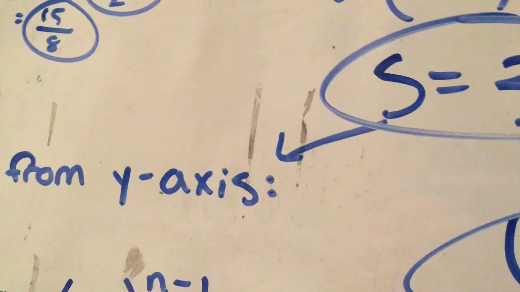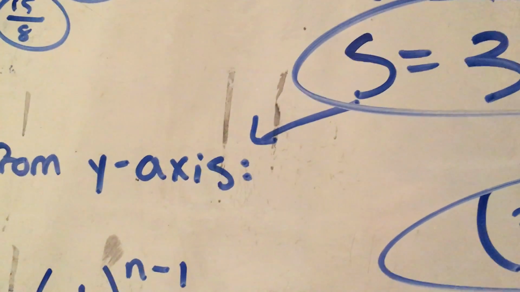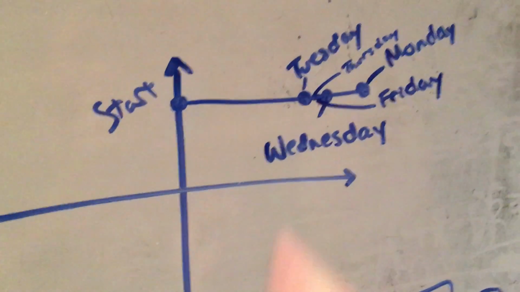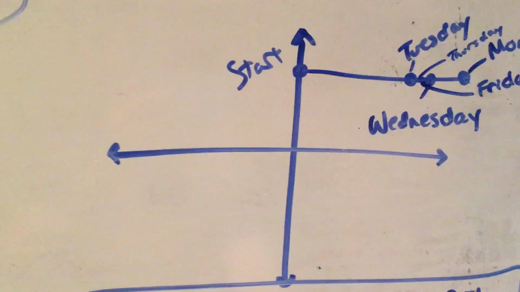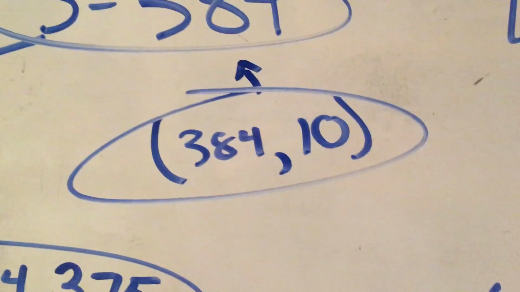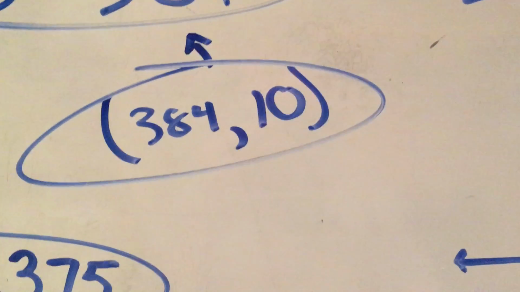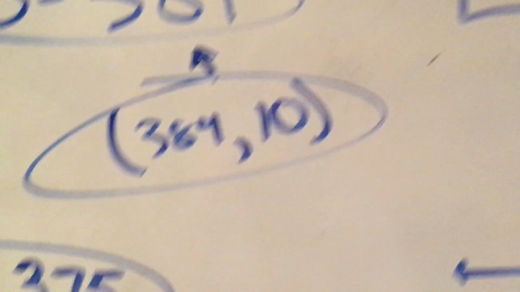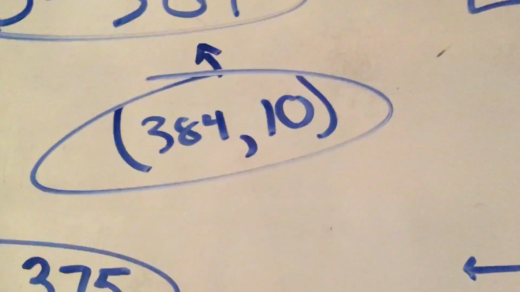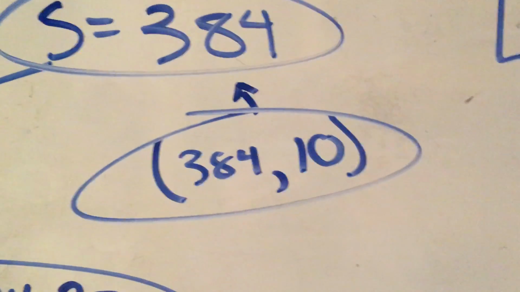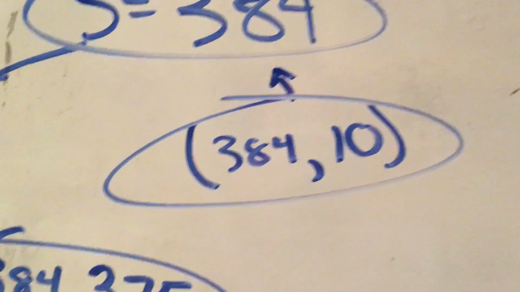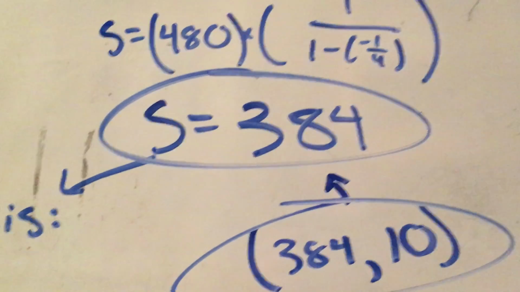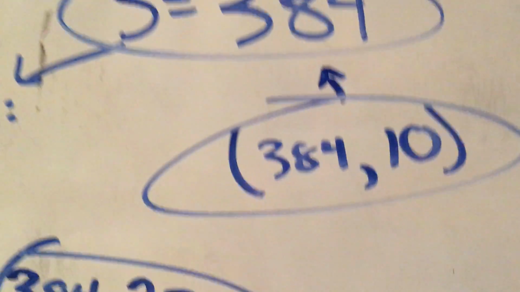And because the problem was asking us for the coordinates of its final position, and the bug only goes left and right, it never goes up and down, and it says it's on the line y equals 10, we know that the final coordinates will be 384, 10, because 10 will not change. It stays on the line y equals 10 the whole time, so it'll start on the line y equals 10, and if it goes on and on forever, it will end on the line y equals 10, which it does here.